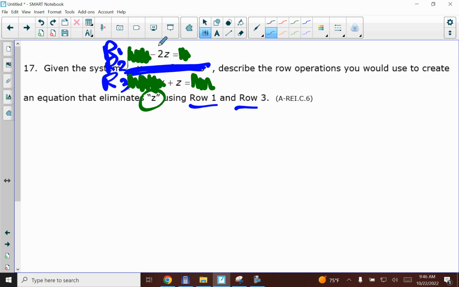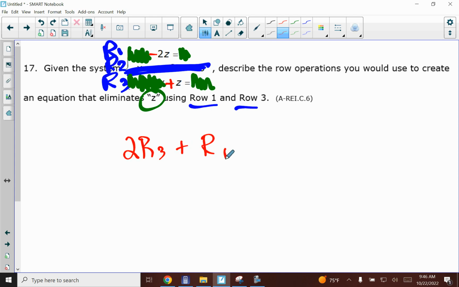The signs, if you notice the signs, they're already opposite. So when I do my multiplying, I don't have to use any negatives. The only thing row 3 needs is a 2. So I'm going to go ahead and multiply row 3. I want to multiply that by 2. And then I want to add that to row 1.